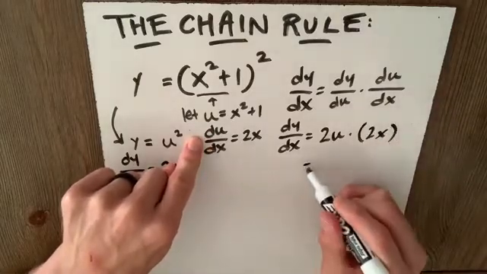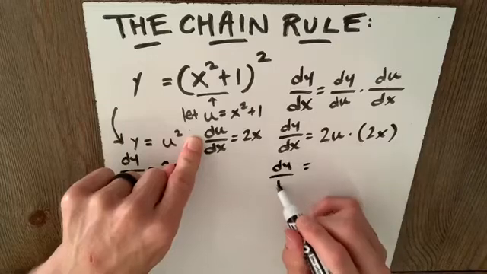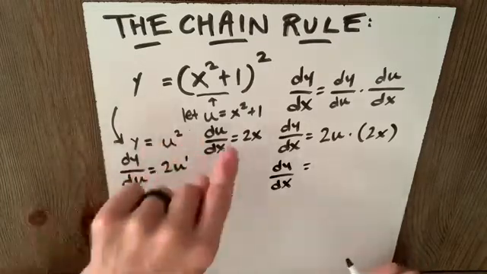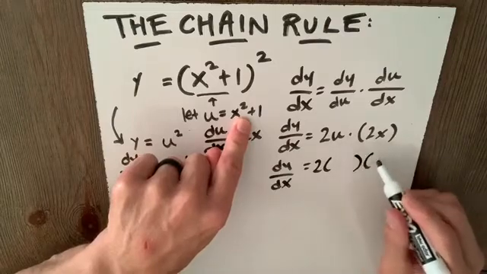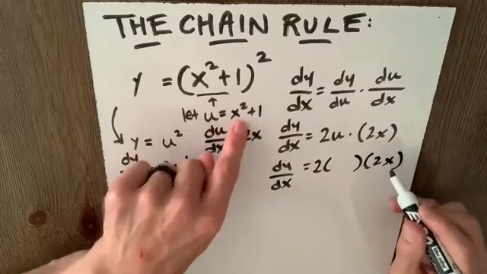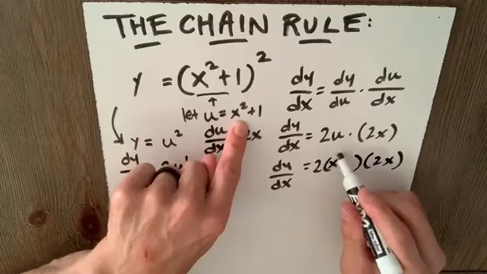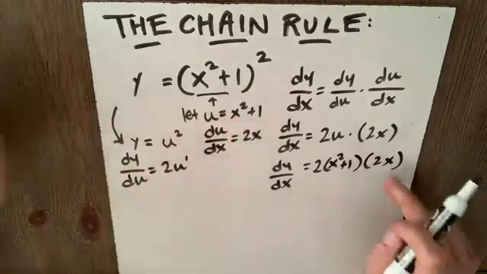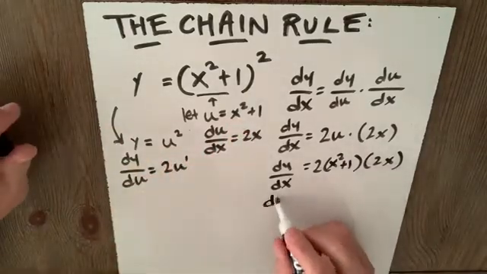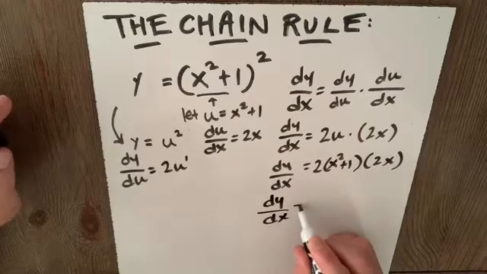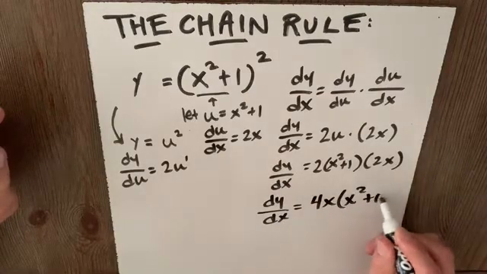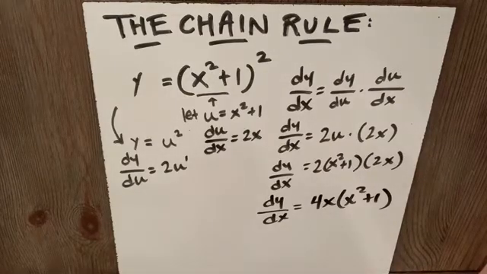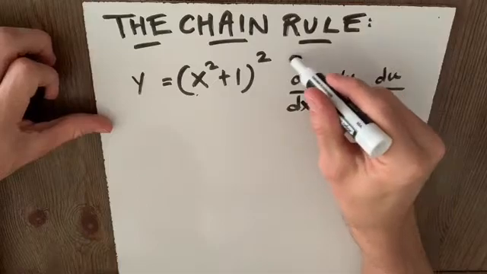Of course, we don't have u's, do we? dy/dx is equal to, what was u? We said that's 2 times whatever u is equal to times 2x. And we have u equal to x squared plus 1. 2x times 2, we can just clean this up a little bit, right? 2x times 2 is 4x times x squared plus 1. If you want to distribute that out, you can. And there's our answer. This same problem, using the chain rule.